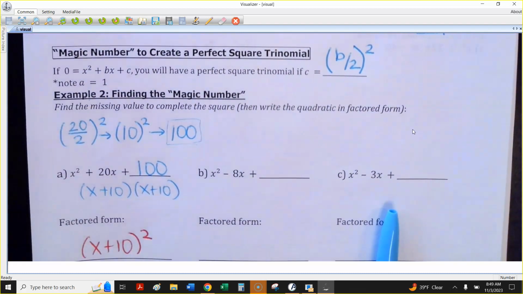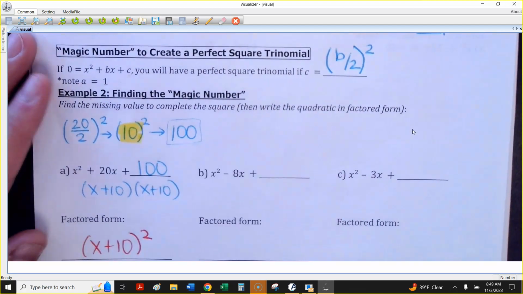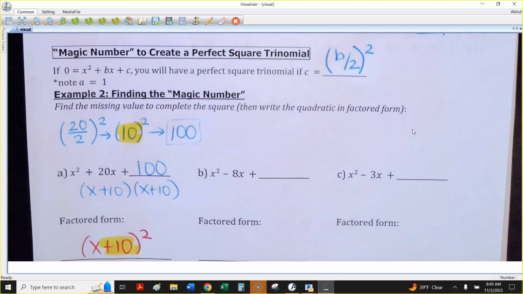Now, what I want to show you here, and I promise this is true every time, is that when you do your b value divided by 2, whatever you square, like I squared 10 here, is going to be the number that's in the factor with the x. Those will always match if you do this correctly. So whatever you square, that's going in the factor with the x.